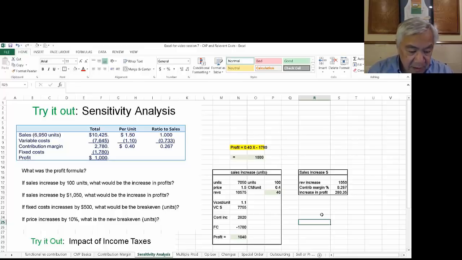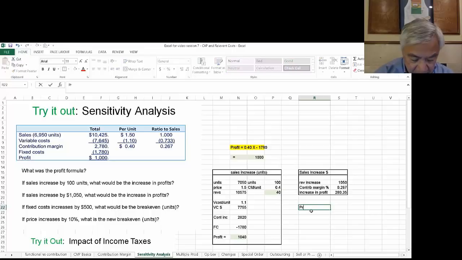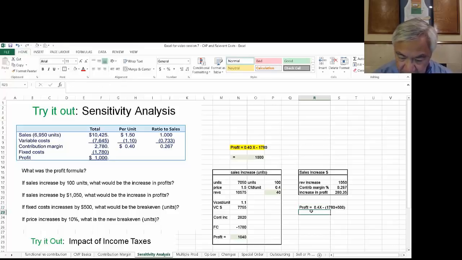Third is if fixed costs increase to 500, what would be the break-even in units? We're going to modify this profit formula. So I'll just put it right here. Profit equals 0.4x minus, but now it's 1780, and we have additional cost of 500, right? So let's just solve that.